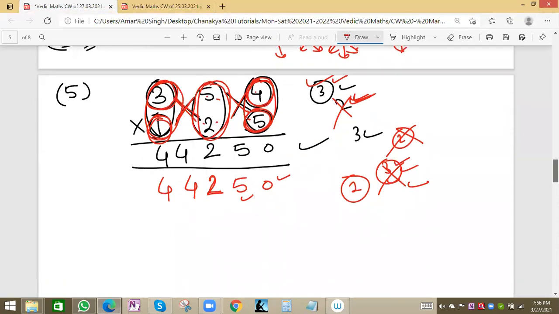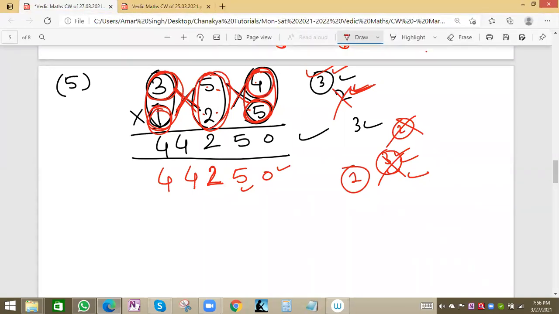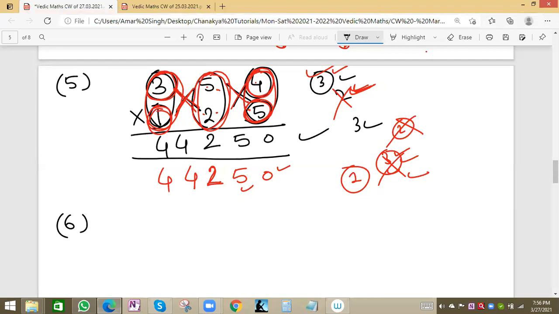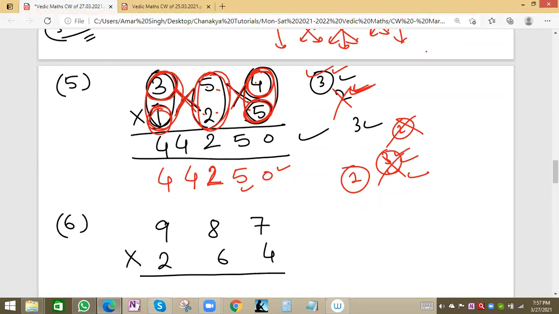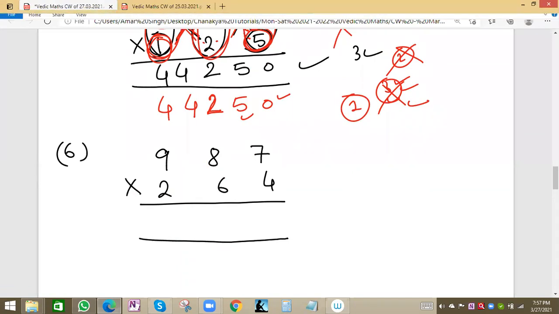Now we'll see one last question for today, and the 6 questions will be over. Then the remaining 6 questions we'll see in our next session for this trick. Let me write the next question, number 6. Purposefully I will take a tough question this time, because this is the last question for today. 987 and 264. It's tougher than this; more questions we'll see in our next session. But this is also a bit tougher than previous questions. Please try this one. 987 into 264.